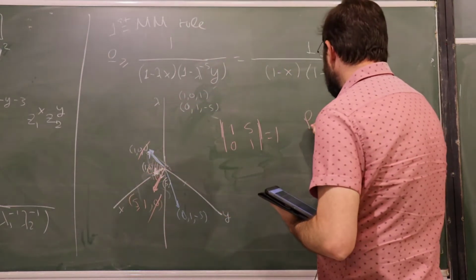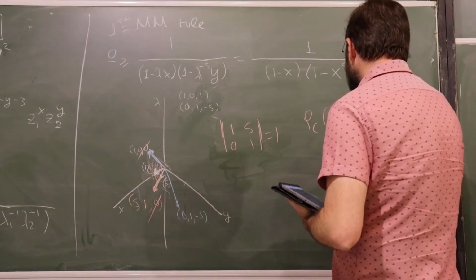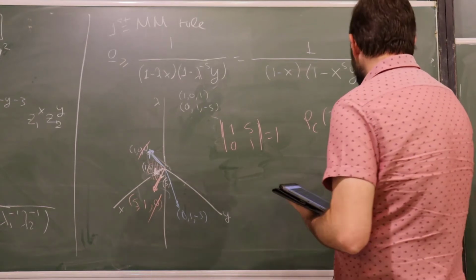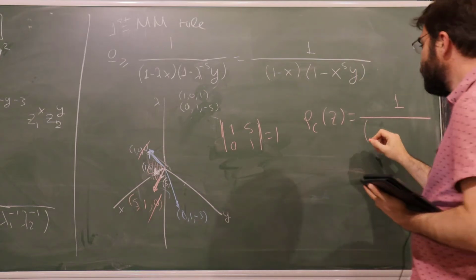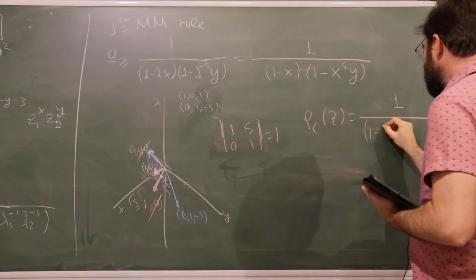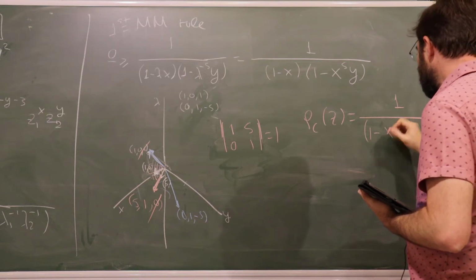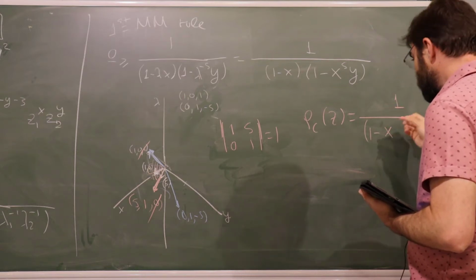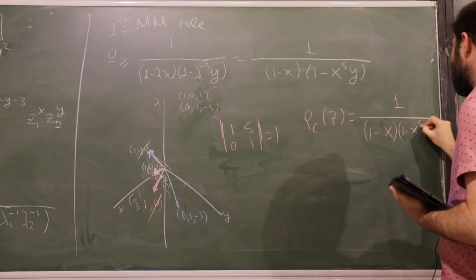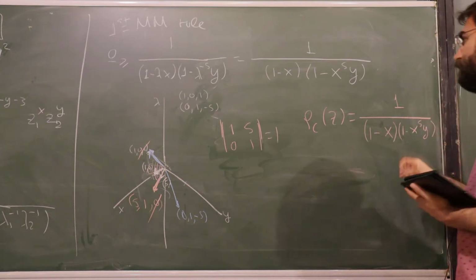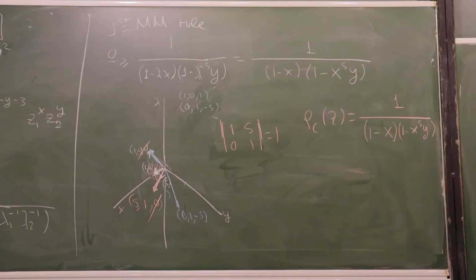Okay, and what is the rational generating function of this cone? The determinant is 1, so the numerator is 1, and the denominator is 1 minus the first generator, which is x to the first y to the 0, and the second is x to the s, y to the 1. Right?